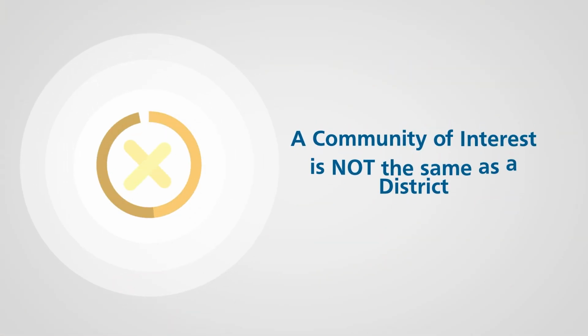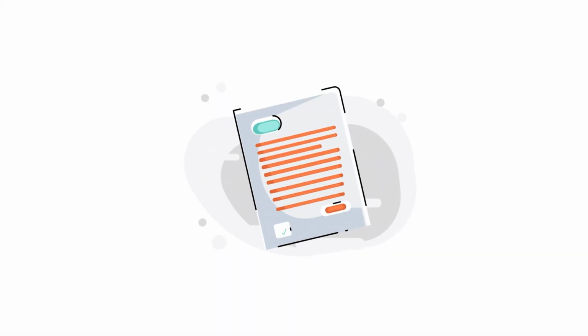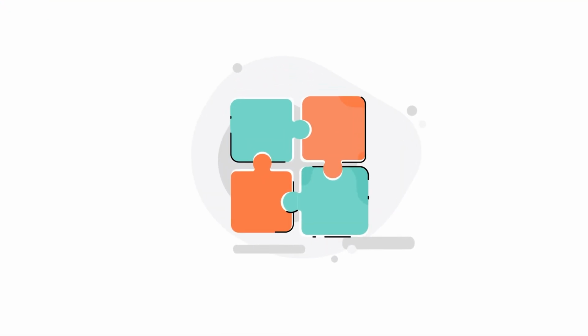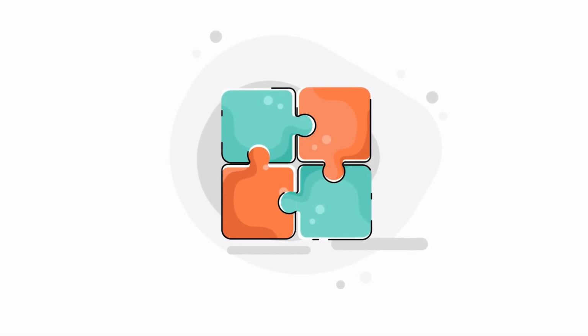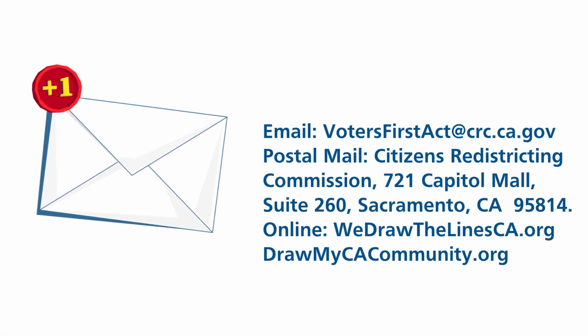Please keep in mind that a community of interest is not a district, and a district is not a community of interest. California State Constitution stipulates that communities of interest shall not include relationships with political parties, incumbents, or political candidates. Communities of interest are important building blocks that we will be using to draw the new district lines. Following are the various ways you can submit your community of interest.